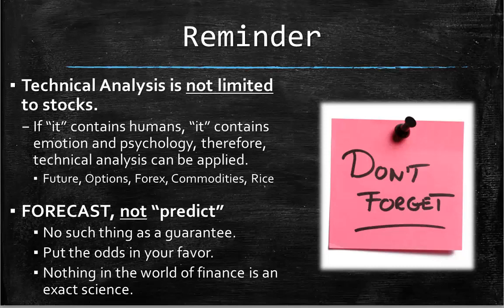And remember, forecast, not predict. No such thing as a guarantee. We're just looking to put odds into your favor. And nothing in the world of finance is an exact science. Like I said, the only thing of exact science, and this can probably be debated too if you're trying to get really scientific, is 1 + 1 = 2. Yeah, that's an exact science. Assuming, I don't know, who knows, someone could probably make an argument against that. But really, nothing in the world is an exact science, and technical analysis is no different. So that's what it is.